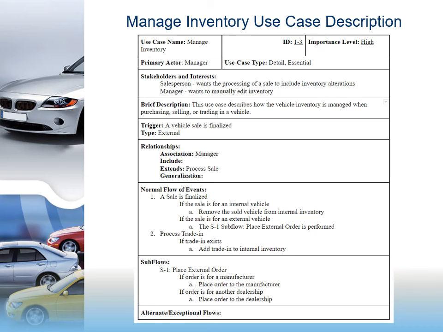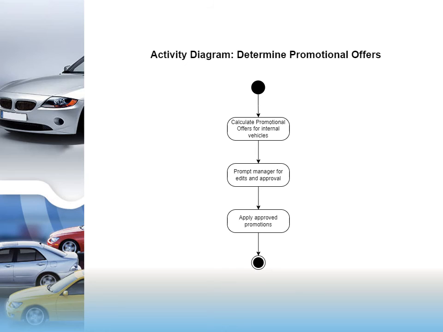The normal flow matches the activity diagram, while the placing of an external order was deemed complex enough to be separated out into its own subflow. There are no exceptional or unusual flows. Next, we have the activity diagram for determine promotional offers. This is temporally triggered weekly. The promotional offers are calculated, they are then approved by a manager, and those approved are applied to the internal vehicles.